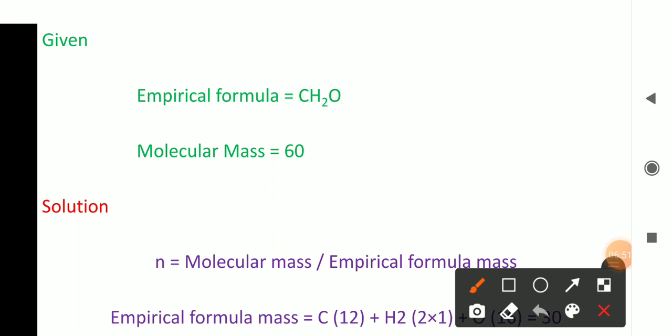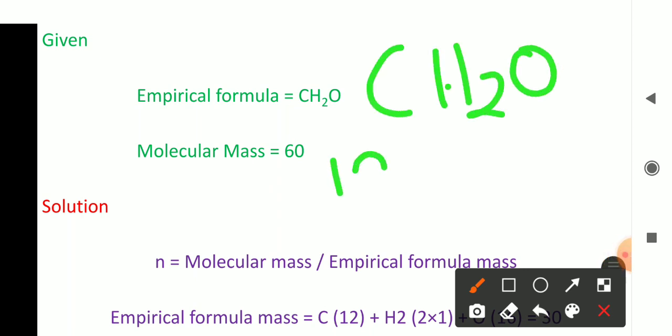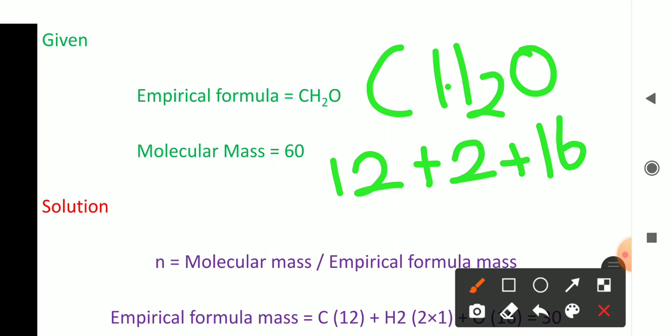Okay students, so here CH2O is the empirical formula. For carbon it is 12, and for 2 hydrogens, 2 into 1, 2. For oxygen it is 16. And find the added value now. 12 plus 2, 14, 14 plus 16, 30. So the empirical formula mass of this compound is 30. So we can easily get the value of the empirical formula mass. Now you have both the terms, the molecular mass as well as the empirical formula mass. So we can substitute in this formula.